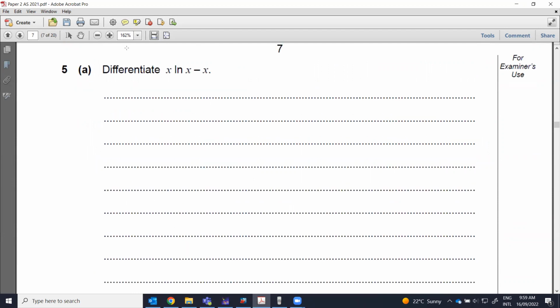Okay, so differentiating this one, I'm just going to write x ln of x minus x. To differentiate this one here, we have to use the product rule. The product rule says the first one as it is, or the derivative of the first one. It doesn't really matter with the product rule in which order you do them, because you're going to be adding. So let's say I leave x the way it is, and then I multiply by the derivative of ln of x, which is 1 over x. So that's the derivative of this one.